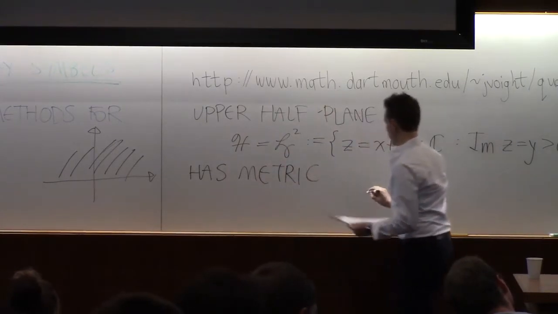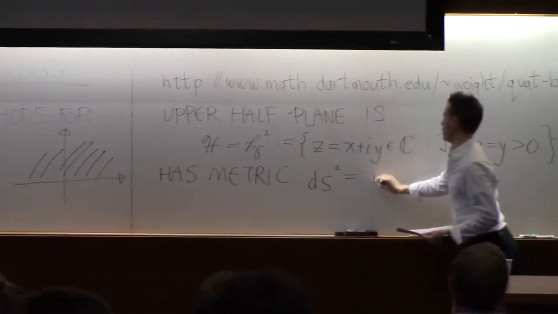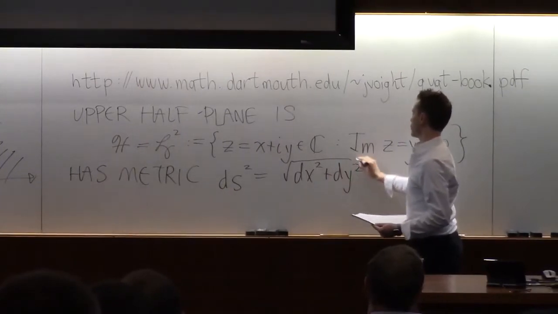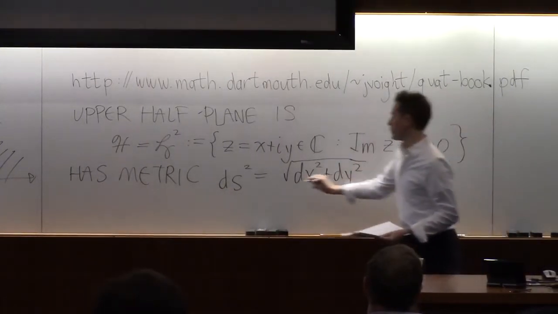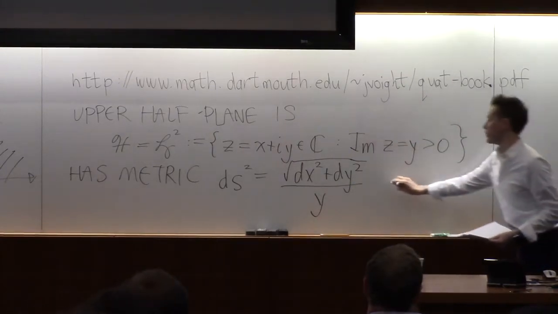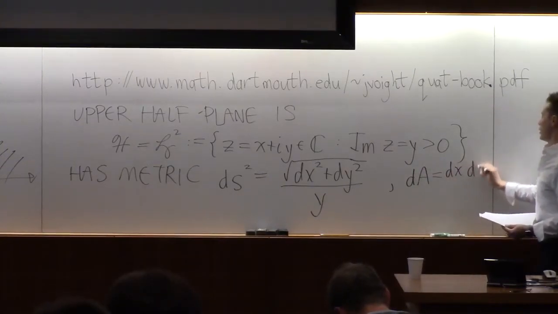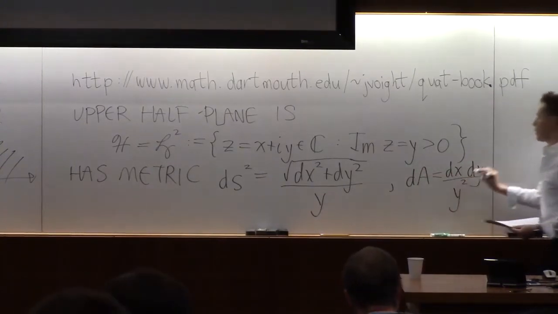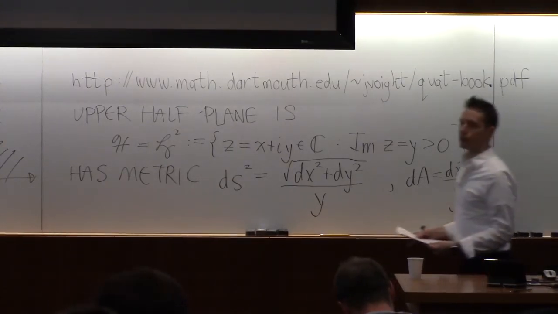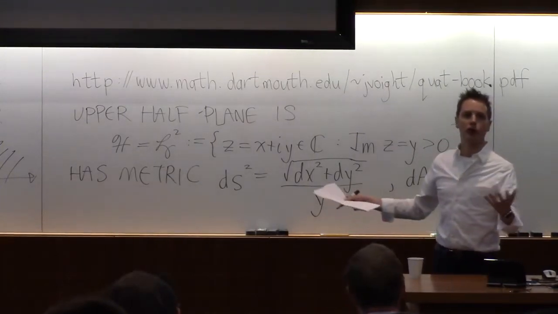This set has a natural metric on it. I'll tell you what ds squared is. It looks like the usual metric on Euclidean space, dx squared plus dy squared, but it's scaled by y. Similarly, this gives an induced area metric in the usual way, like this. Do you know what it means when I write down a metric? It gives the same topology on the upper half plane. If two points are close, what does that mean?